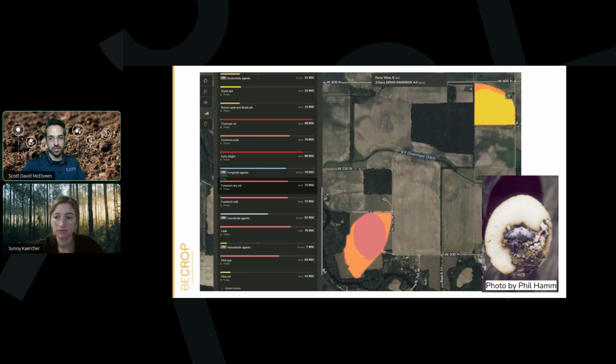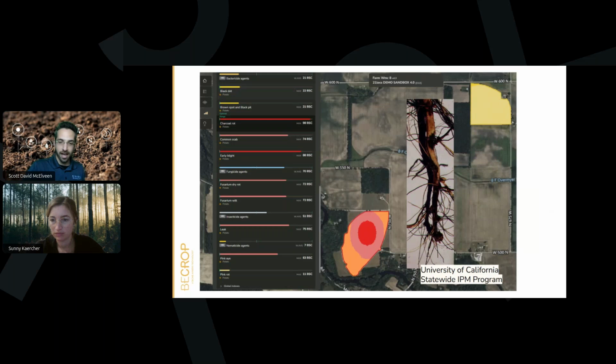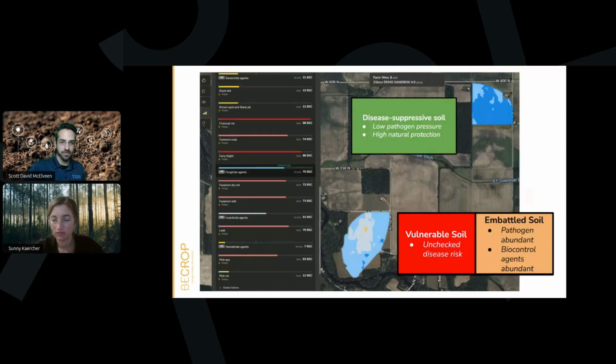Reverse situation, also potatoes, also Fusarium dry rot. The bottom field, high risk, top field, no risk. Early blight, high risk, similar pattern on the bottom field, low risk at the top field. High risk of charcoal rot on the bottom field, low risk on the top field. And then look at that. Here we have disease suppressive. We've got high levels of fungal biocontrol agents in the north. And then in the south, that epicenter of all that pathogen risk is the lowest levels of biocontrol agents.